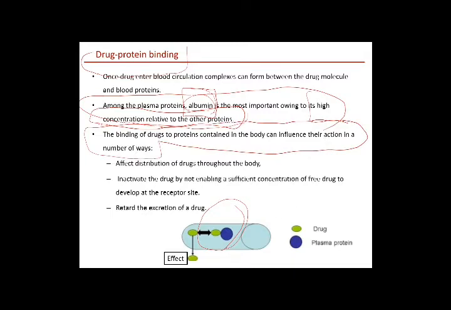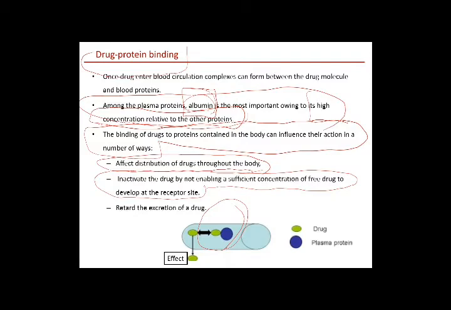So this complex formation between the drugs and blood proteins can affect the action of the drug in many ways. For example, it can affect distribution of the drug. The drug may not be able to pass certain membranes if it is protein bound because of the size of the complex. It can inactivate the effect of the drug, because usually the drug that is protein bound is not effective.